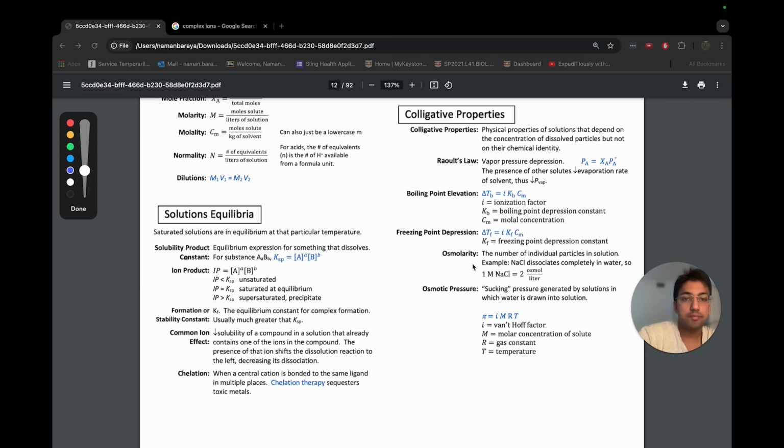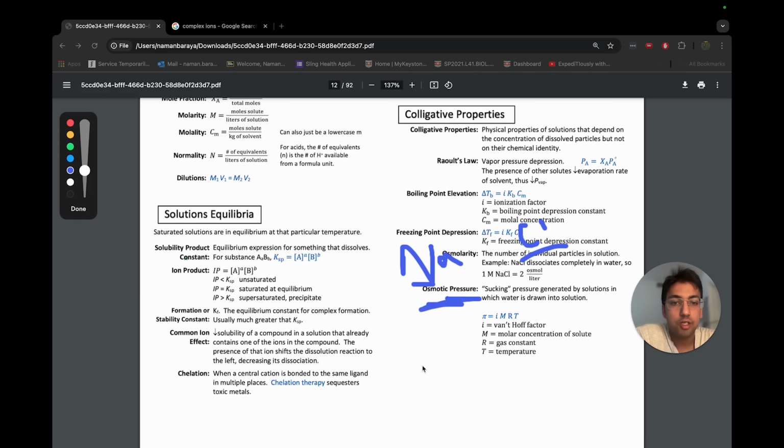Whew. All right, now we have osmolarity. Osmolarity is just the number of individual particles in the solution. So because NaCl dissolves completely, 1 molar of NaCl is 2 osmoles per liter, because the NaCl splits up into Na and Cl, and so that's one osm and that's another osm.